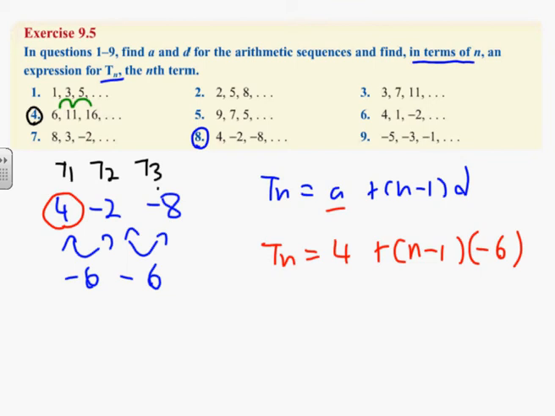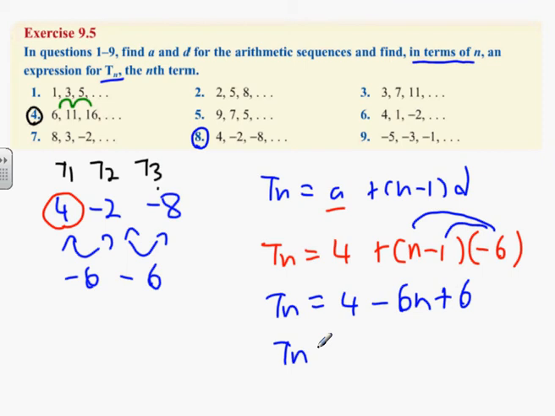Finally, what do you do with the minus 6 and the n and the minus 1? Multiply by n and minus 1. And what do you get? 4 plus minus 6n. Minus 6n, yeah. And minus 1 times minus 6? Plus 6. And finally, Tn equals 4 plus 6, 10 minus 6n. Can anyone in the class suggest a way to check if I'm right or wrong?